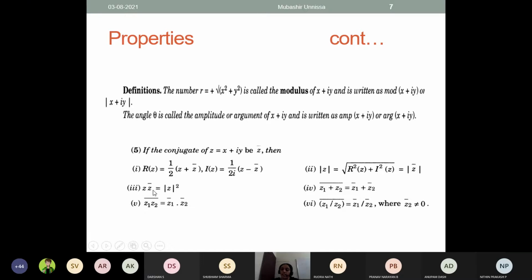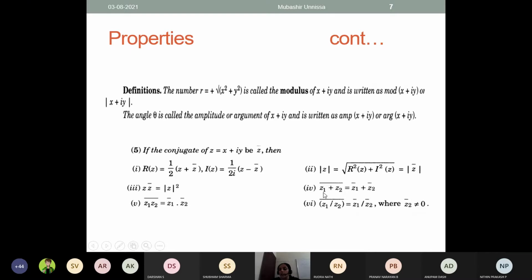So you should know how to write z bar. Mod z square can always be expressed as z into z bar. Similarly, the conjugate of z1 z2 will be equal to z1 bar into z2 bar. And you can even express mod z as the square root of x square plus y square. What is your x? x is your real part. What is your y? y is your imaginary part. So that is real part square plus imaginary part square. The same thing is applicable even for z bar, because it's a square, right? So even for z bar you are going to have the same conclusions.